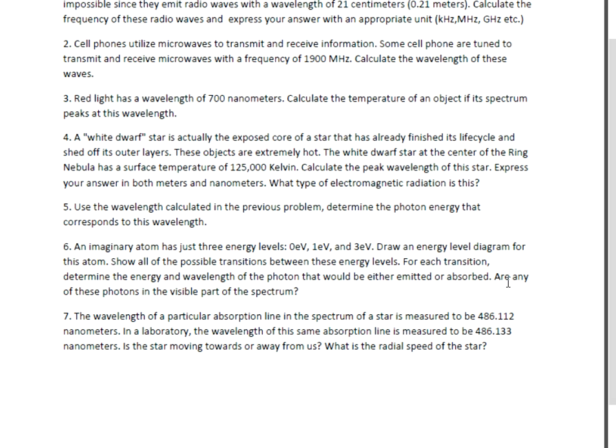So then for those 3 photon energies and wavelengths, you can determine if any of them are in the visible part of the spectrum.